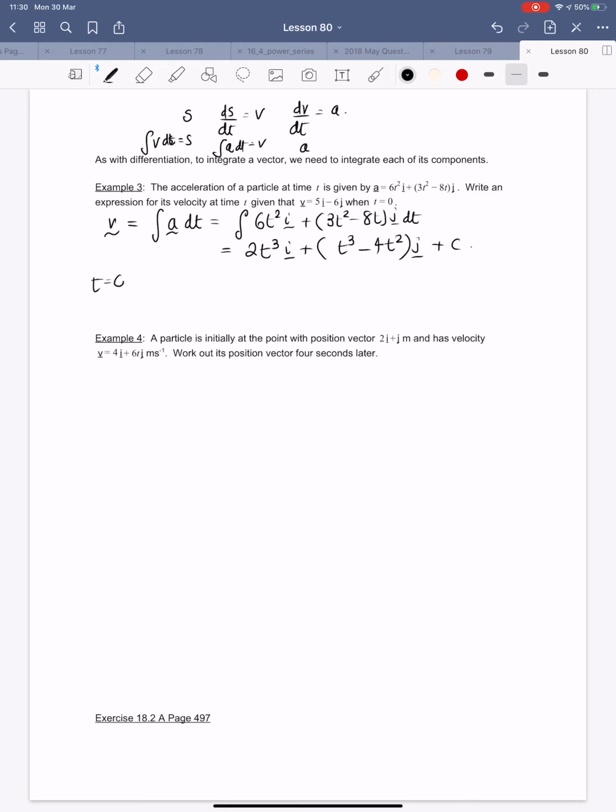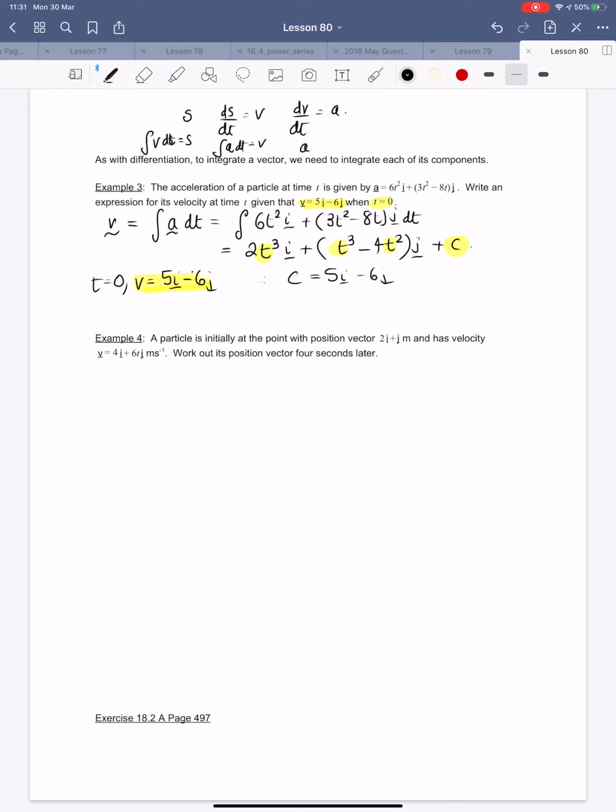Now when t equals 0, v is 5i minus 6j. So therefore, c has to be 5i minus 6j, because all these t's are 0. So when t is 0, all that's 0, so that bit there has to make that initial velocity. Let's do some colouring in there. So it's that one there, and it's because of all these t's. All those yellows go together. t equals 0.